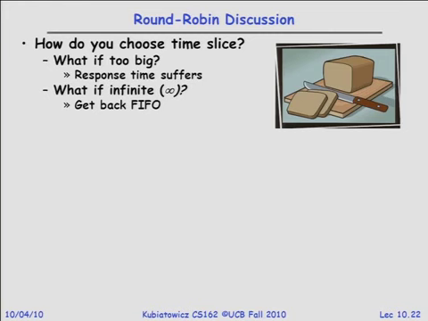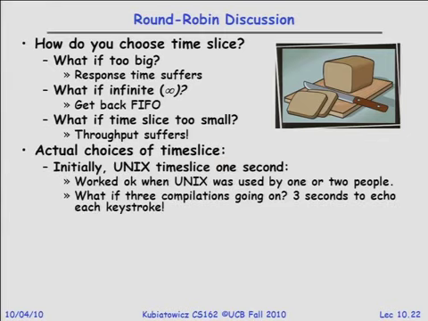So, actual choices of time slice. Initially, the Unix time slice was a second. So think about that, right? If you got 3 compilations going on, now each keystroke takes a second, right? Click, click, right?